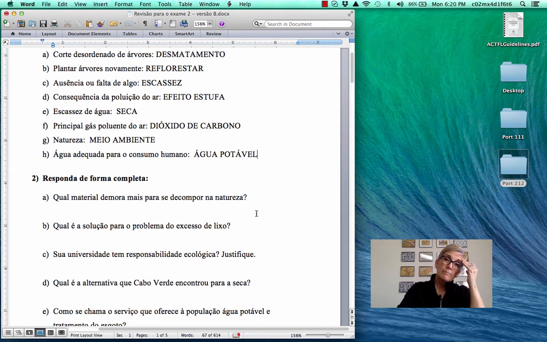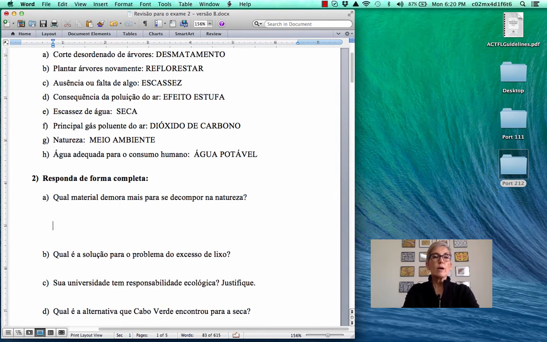Now, responda de forma completa. Qual material demora mais para se decompor na natureza? So, this information, you should have it because we studied it. Então, plástico, 400 anos, borracha, 600 anos e vidro, 4.000 anos. So, vidro, então, qual material? So, you're asking, what is the material that takes longer to decompose in nature? So, you're going to start, glass takes long to decompose, ok? Então, o vidro, né, the material. O vidro, and then the verb is demorar, to take longer. O vidro, to take long, então, demora mais para se decompor na natureza.